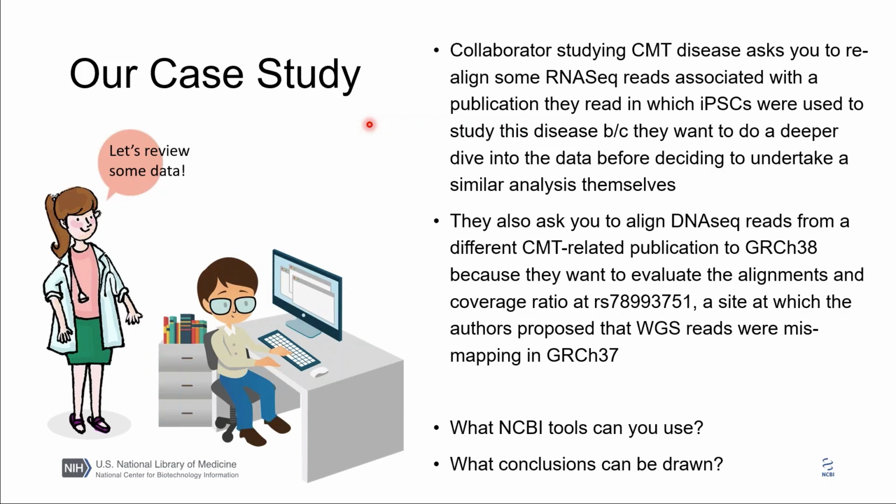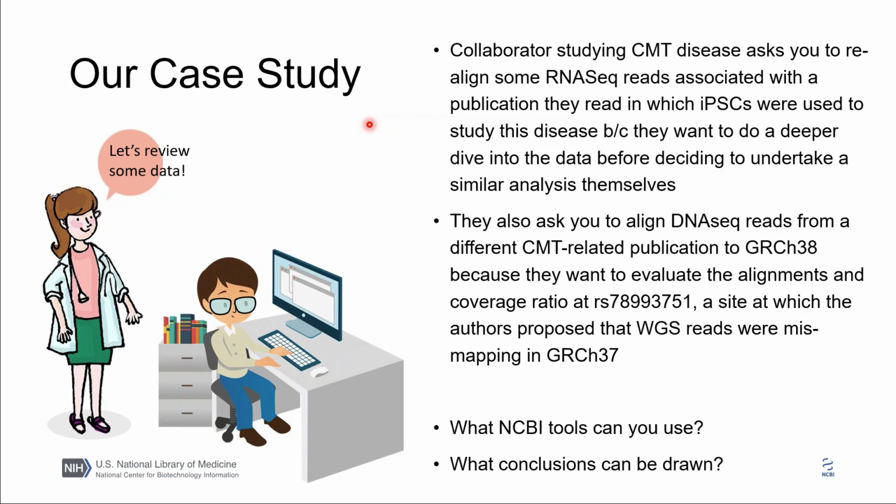So it's a pretty common neurological disorder, and you've got this collaborator studying it, and they've asked you to realign some RNA-seq reads that were associated with a publication that they were reading, in which induced pluripotent stem cells were used to study this disease. They want you to do this analysis for them because they really want to take a deeper dive into the data before they decide to undertake a similar analysis themselves. So this might be the type of request that you might get.